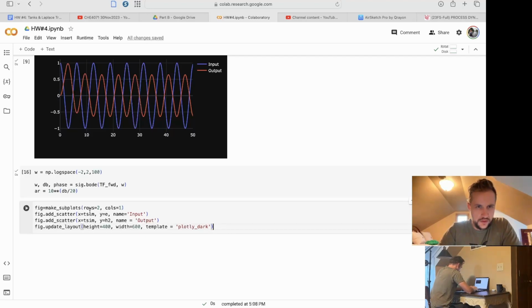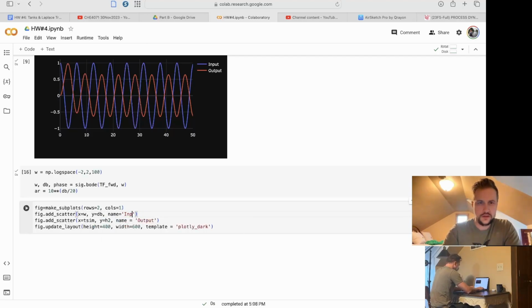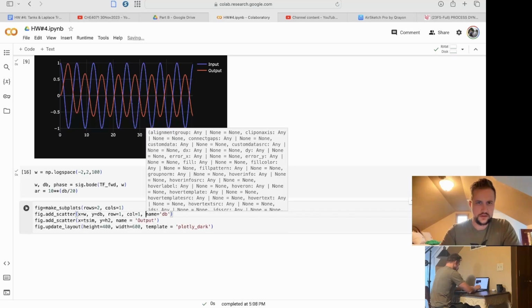So this is going to get changed to our frequency. Our top graph is going to be our dB. The name is going to be dB. We're going to stick this in row 1, column 1.